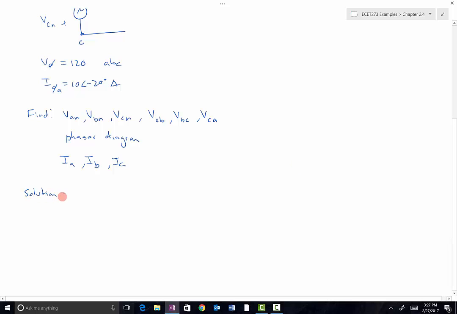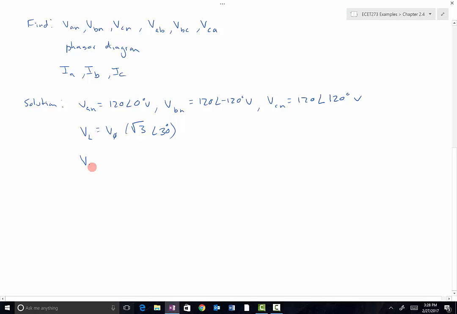So now that we've got the problem statement, we'll begin solving it. The solution is just that given in the problem statement: VAN is equal to 120 at angle 0 degrees. VBN was equal to 120 at angle negative 120 degrees. And finally, VCN is equal to 120 at plus 120 degrees volts. So those are the 3 phase voltages that we have for this Y-connected generator. We know that the relationship between V line and V phase in a Y system is that we multiply by root 3 at angle 30 degrees. So a line voltage is radical 3 times larger than a phase voltage, and it also leads the phase voltage by 30 degrees.